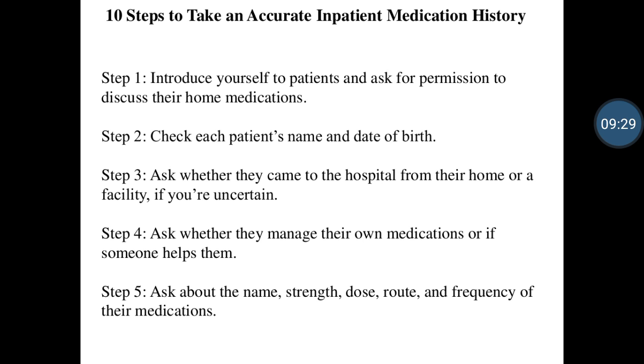Then check the patient's name and date of birth, that is, whether the patient name is correct or not, and the date of birth. Then ask whether they came to the hospital from their home or a facility, if you are uncertain. Home means directly by themselves, and facility means by ambulance or wheelchair. How he came to the hospital should be asked.